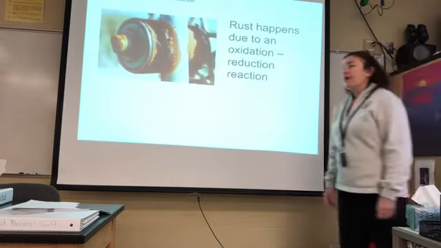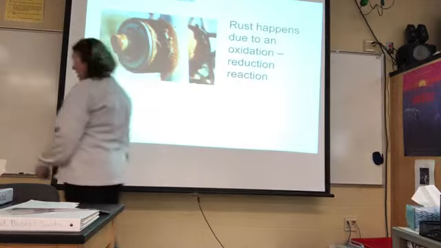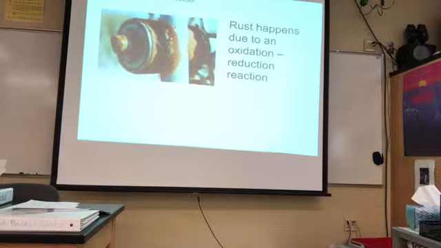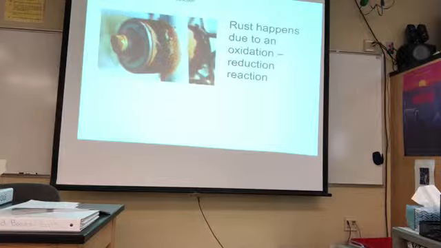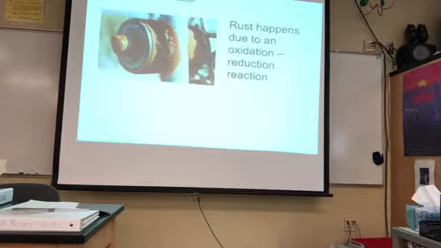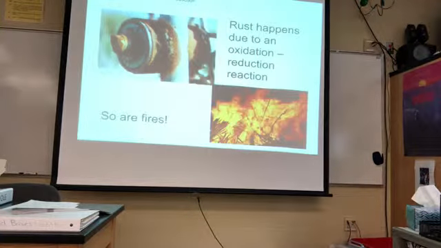Okay, rust basically happens due to oxidation reduction reactions. Basically, the iron undergoes some form of oxidation. It loses electrons and combines with oxygen and makes rust. So rust happens due to oxidation reduction reactions. There are a lot of oxidation reduction reactions around you that occur all the time. But a lot of times we see them as single replacement reactions or combinations. Fires are also oxidation reduction reactions.